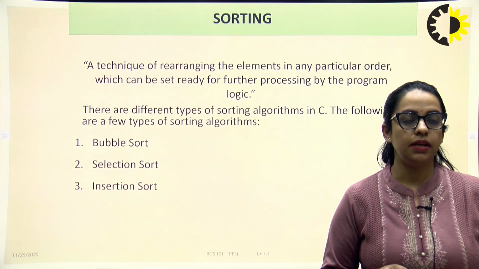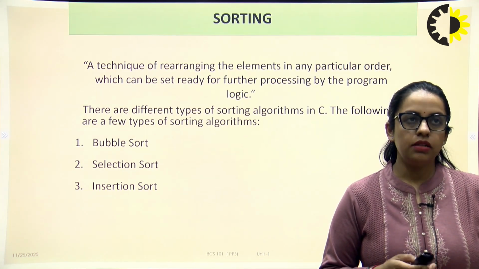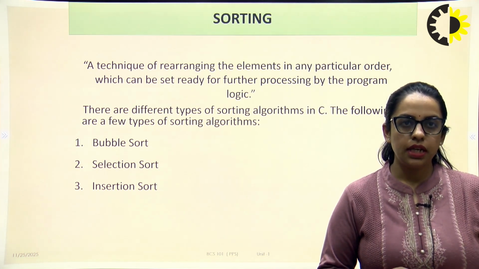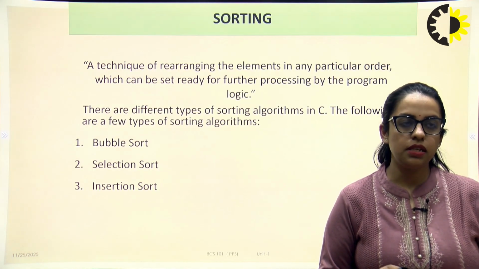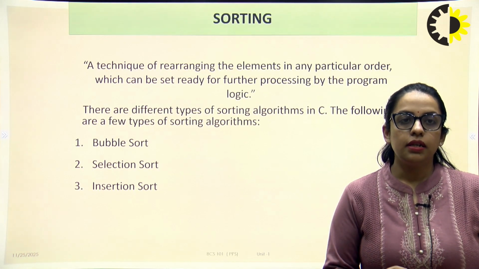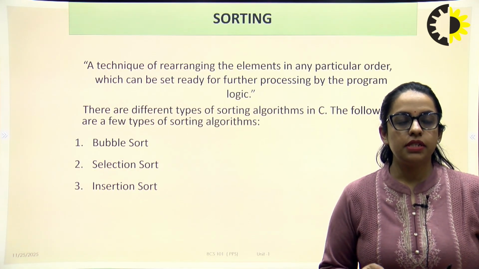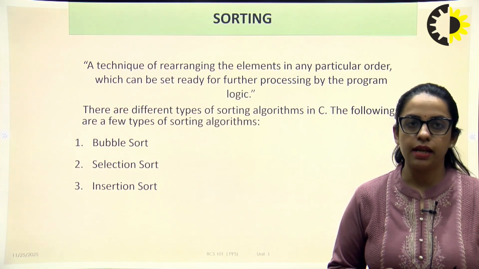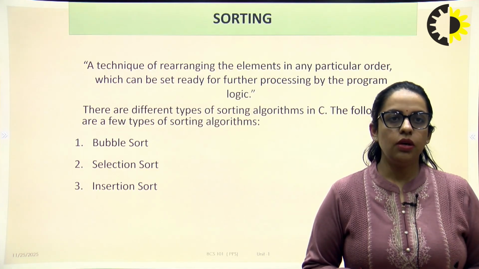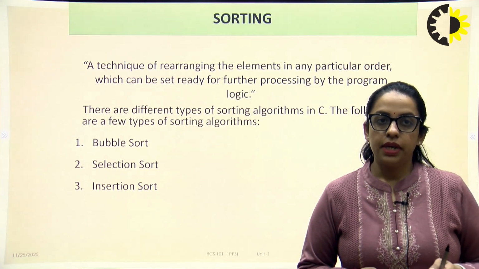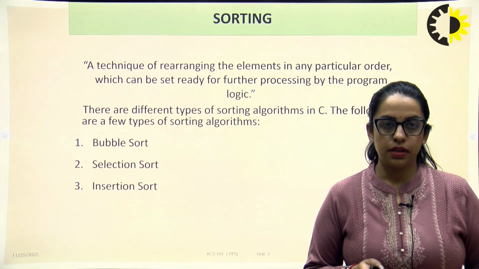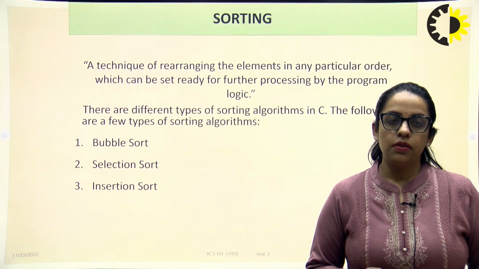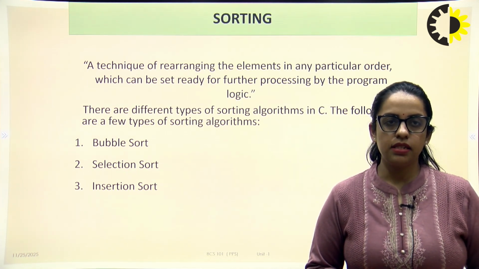Whenever I am taking the term sorting, what is going to click in your mind? Sorting means to arrange elements in a certain specific order. There can be only two orders: ascending order and descending order. But in C programming language, whenever there is a discussion about sorting, it is always for ascending order, that is increasing order.